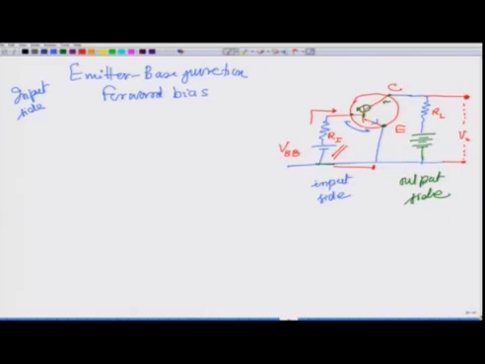On the other side, this battery is connected to the collector, and of course, one end is at the common emitter. This voltage is known as VCC, C for collector, just as here B for base.